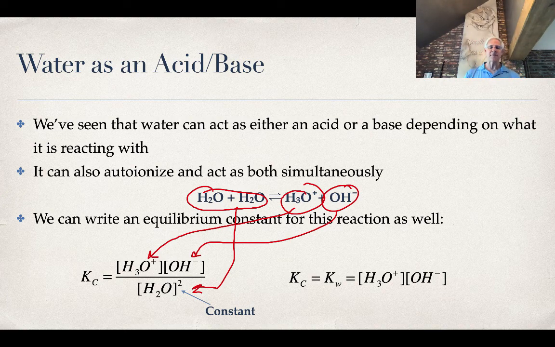This is a very important equilibrium constant, because anytime you have any aqueous solution, anytime you have any sample of water in any kind of chemical reaction, this equilibrium will always hold true, that the concentration of H3O plus times the concentration of OH minus must be equal to that value of Kw. Okay, because it's just water reacting with itself, and so anytime you have water, it's going to react with itself.